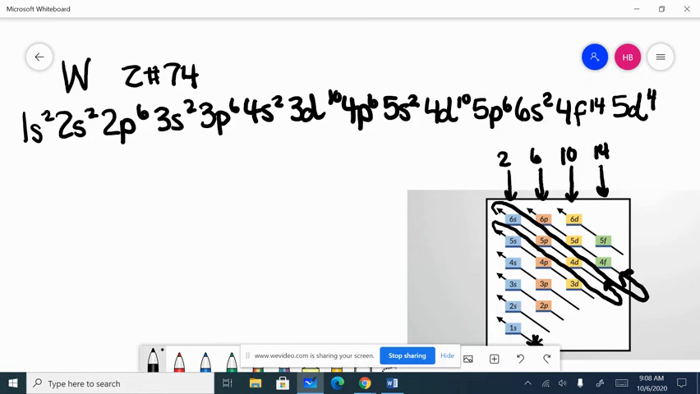like such. And then you can double check yourself that tungsten is at number 74, which is in the 4th position of the 5D sublevel on the periodic table of the elements. This is a complete electron configuration for tungsten.